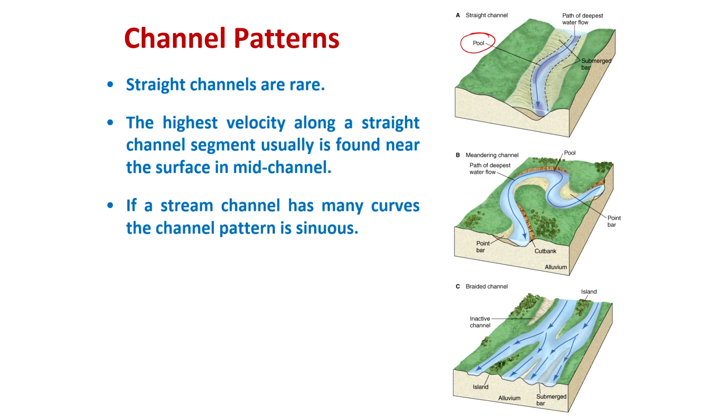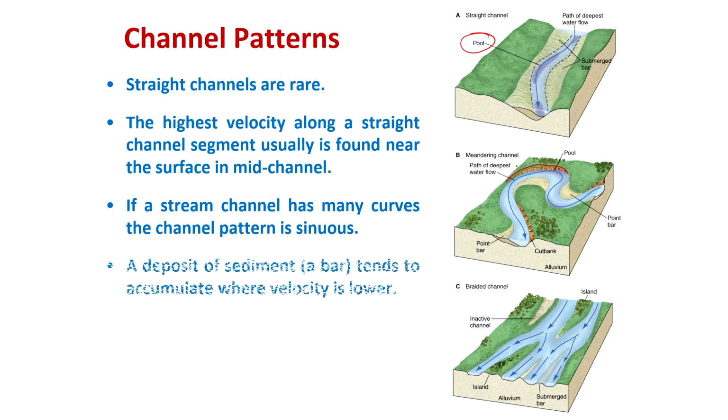Whereas in a meander, on the outer side we have the erosional part, which will have the maximum velocity plus higher depth as compared to the opposite bank, and it has erosional capability. So it will be an eroding bank. If a stream channel has many curves, we term this a sinuous channel.